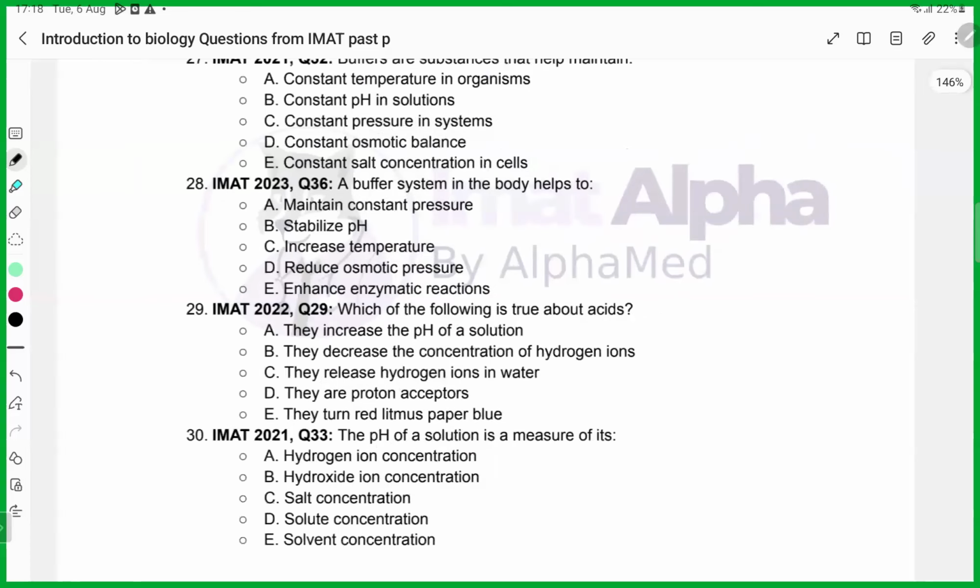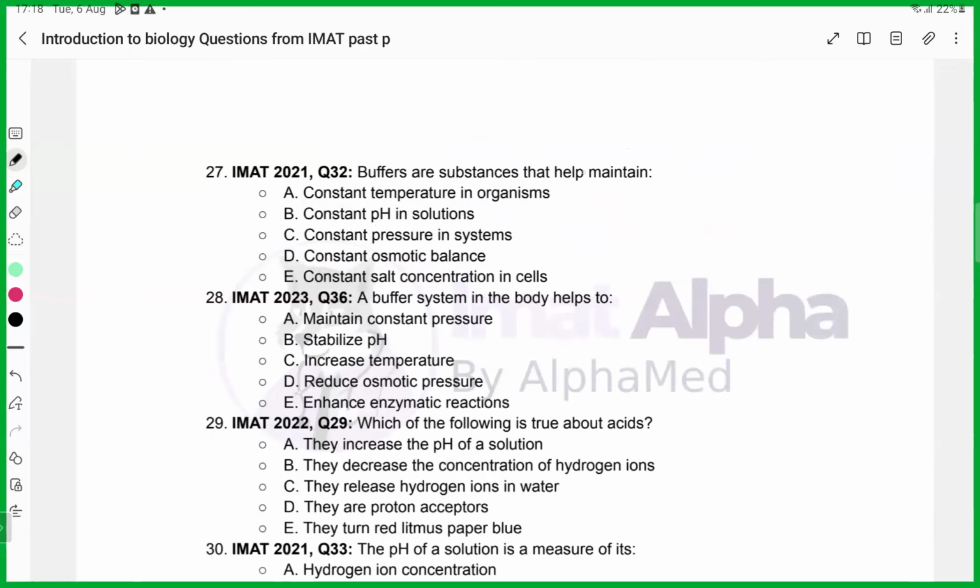27. Okay, buffers are substances that help maintain constant temperature in organisms, constant pH in solutions, constant pressure in systems, constant osmotic balance, or constant salt concentrations in cells. So as I have been saying from the beginning of the acids and bases, buffers do not change the pH, but they just try to maintain the acidity and the basicity. This means that they help maintain a constant pH. They always try to keep the pH constant. So it's B.